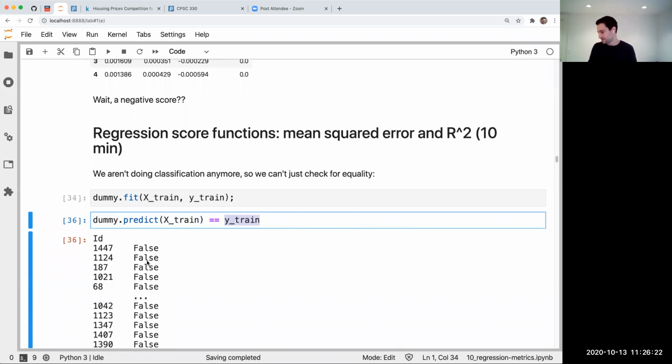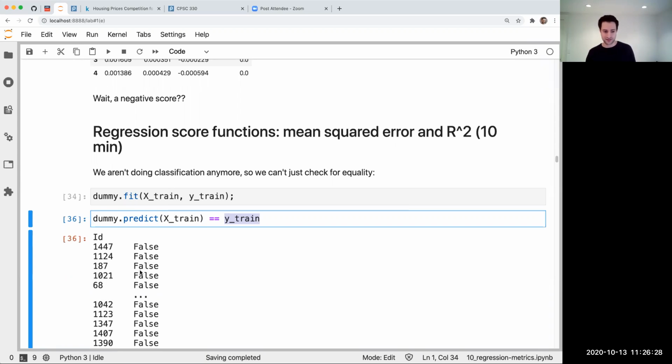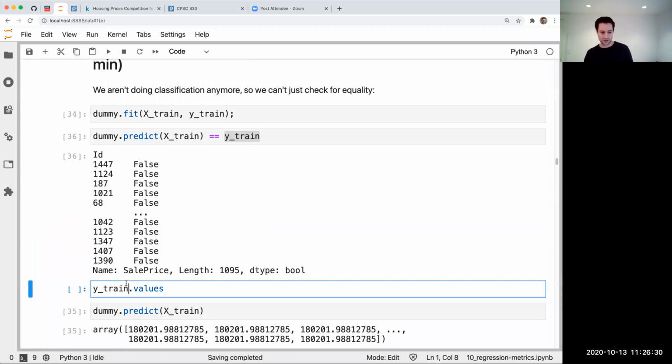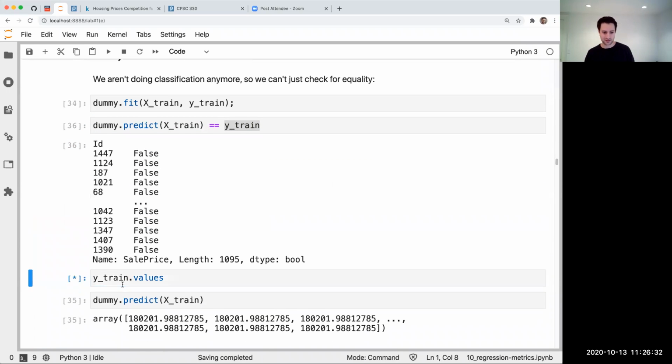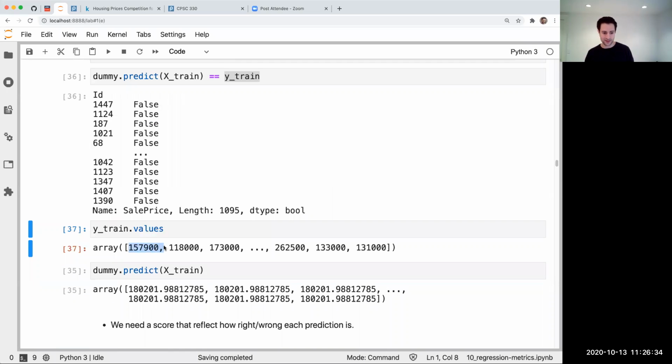It doesn't make sense to just say, is my prediction exactly right? With regression, we want to know how close our prediction was to the true value. And so we need new scoring metrics. Accuracy just doesn't make sense anymore. We want to know for each of these numbers, how close was our prediction? For this true number, how close was our prediction?